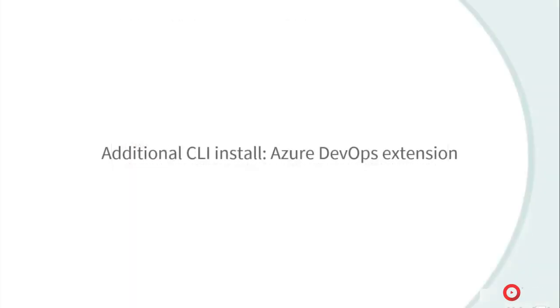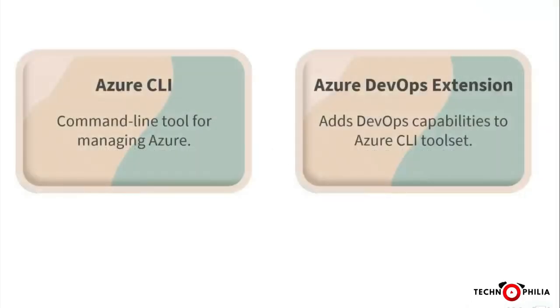You will need to install the Azure DevOps extension for the Azure CLI. This extension allows you to interact with Azure DevOps services directly from the command line. The Azure CLI and the Azure DevOps extension are related but serve different purposes. The Azure CLI is a cross-platform command line tool that provides a set of commands for creating and managing Azure resources. It's designed to work with the entire range of Azure and is a general-purpose tool for managing Azure resources directly from the terminal. The Azure DevOps extension adds additional commands to the CLI specifically tailored for Azure DevOps services.